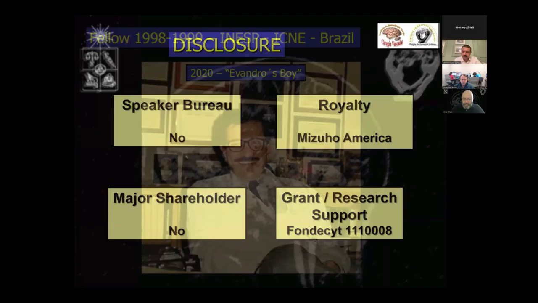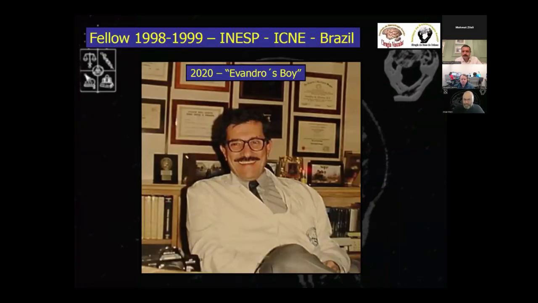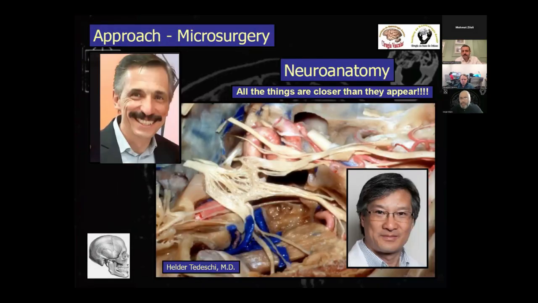I'm very grateful first to my mentor, Professor Evandro de Oliveira. I did a fellowship with him in 1998. And I learned there from my two colleagues, Elder Tedeschi and Wen-Kuang Su, that neuroanatomy and microsurgery are the most important things that we need to know.